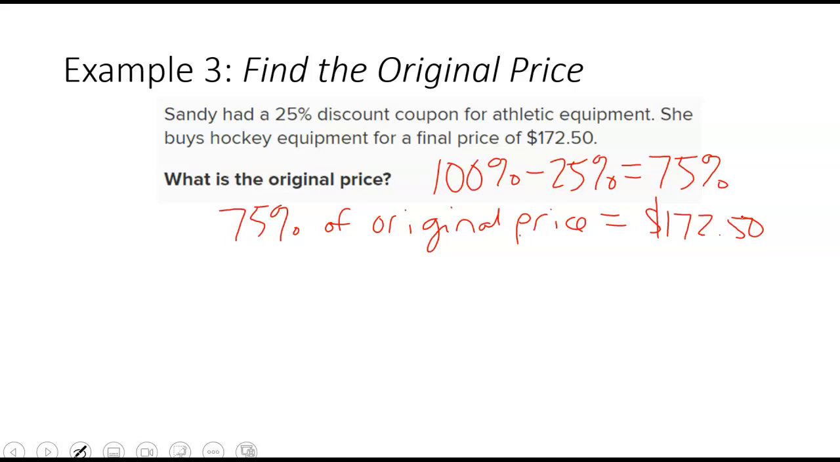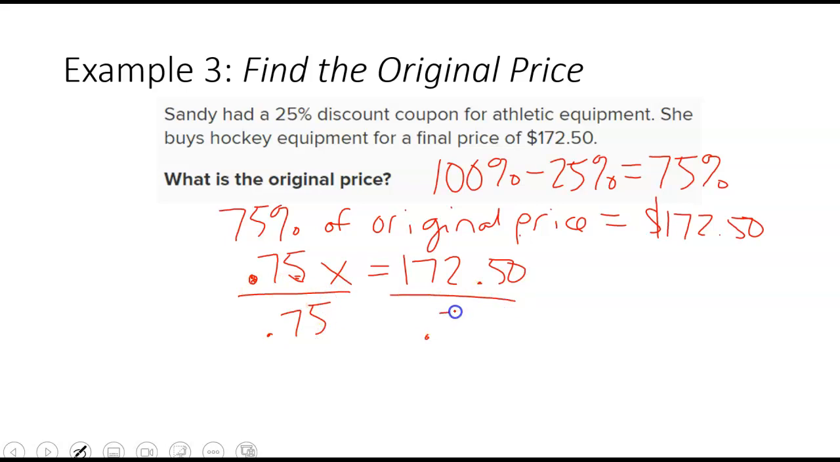So essentially, what we have here is 0.75 times the original price. I'm just going to call it X, and that equals our sale price or our final price. So 75% of the original price equals the sale price. So all we have to do is divide both sides of this by 0.75 to get X by itself.